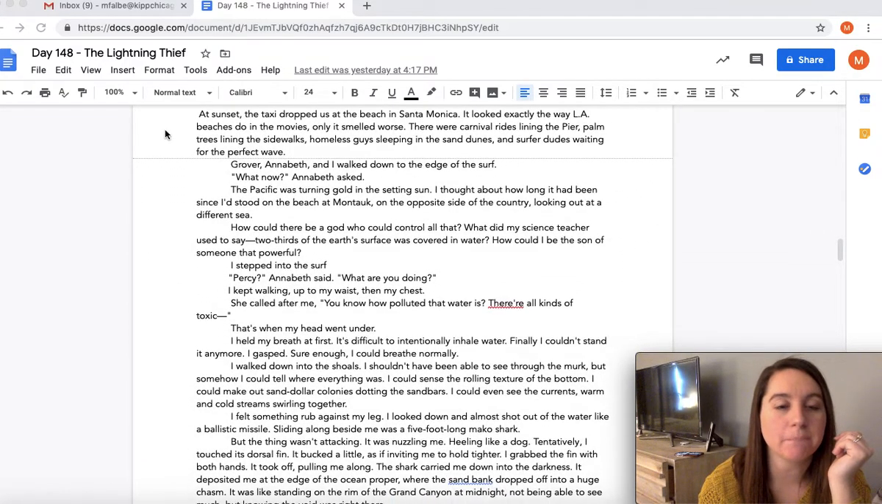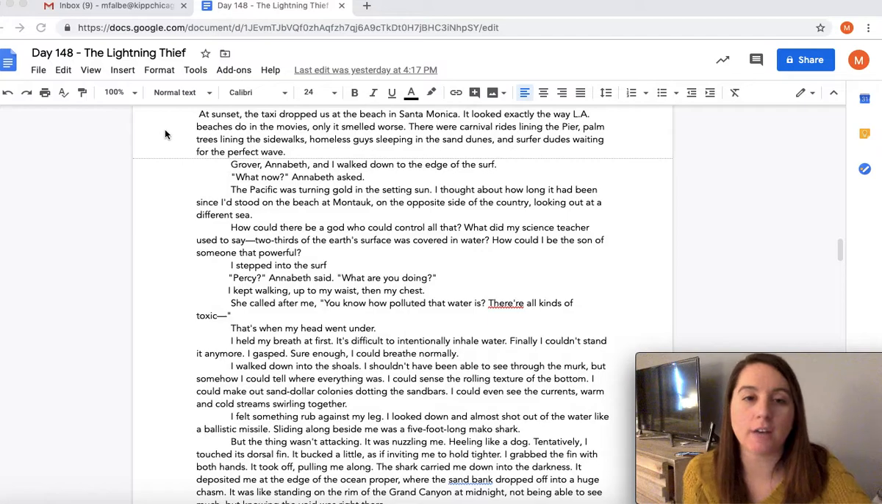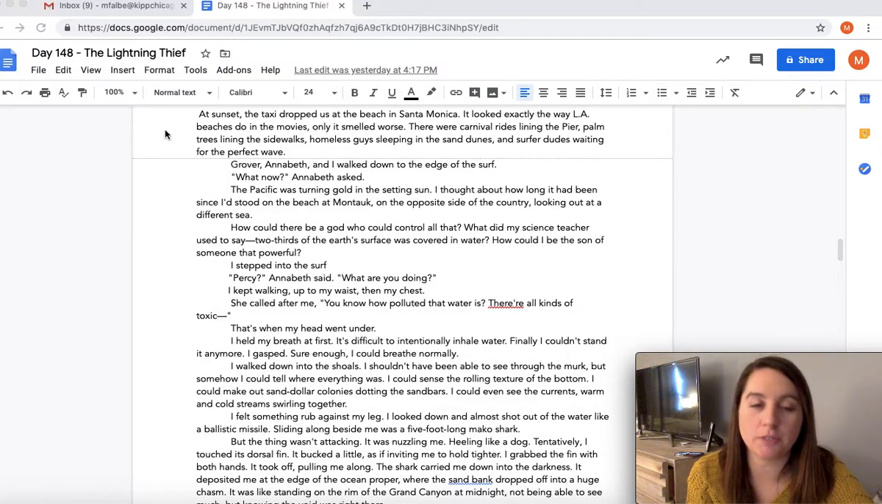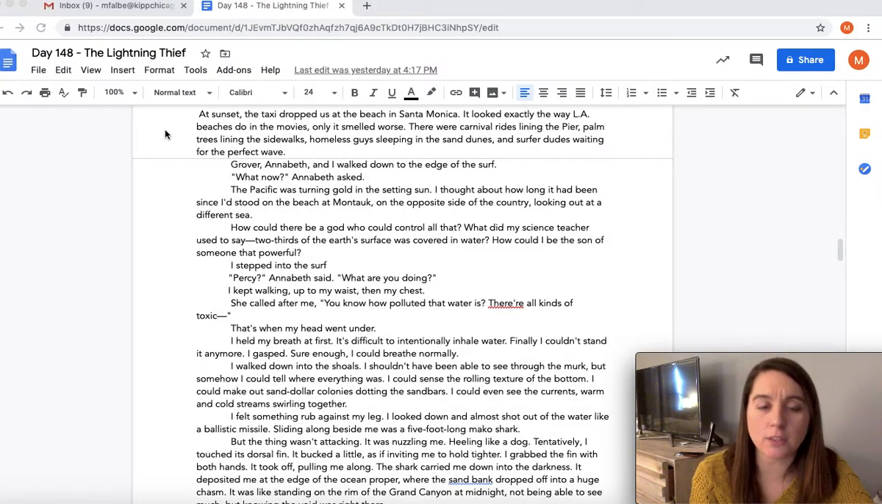Let's keep going. At sunset, the taxi dropped us off at the beach in Santa Monica. It looked exactly the way LA beaches do in the movies, only it smelled worse. There were carnival rides lining the pier, palm trees lining the sidewalks, homeless guys sleeping in the sand dunes, and surfer dudes waiting for the perfect wave. Grover, Annabeth, and I walked down to the edge of the surf. What now? Annabeth asked. The Pacific was turning gold in the setting sun.